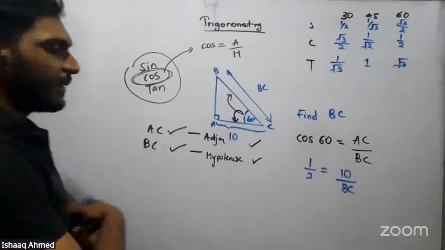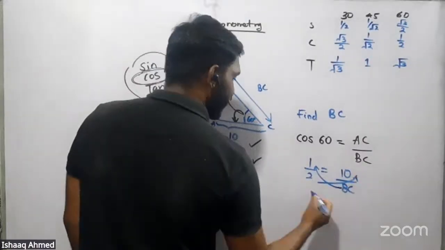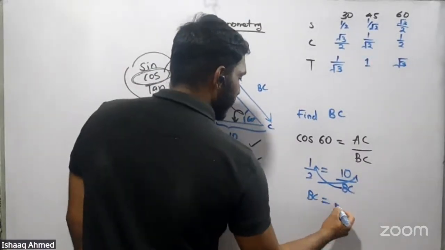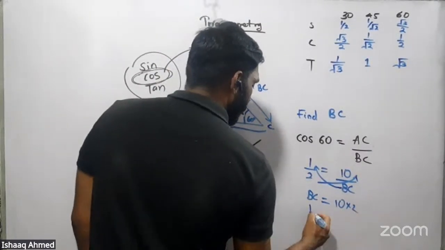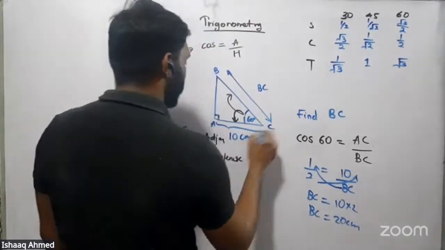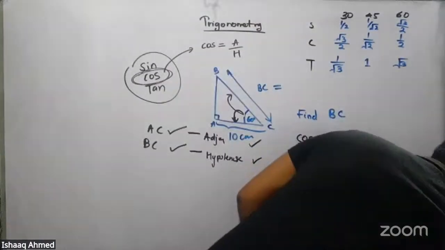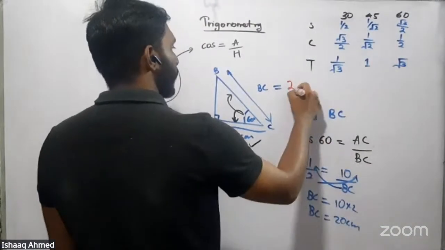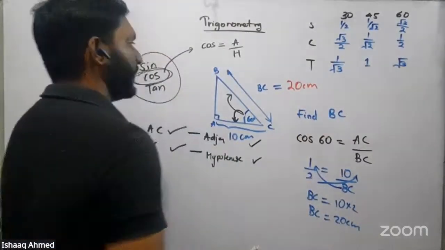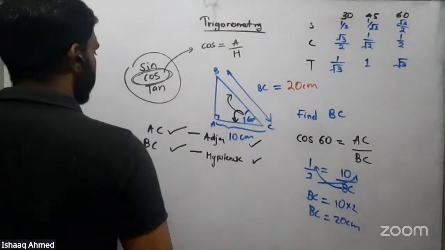Now simple. How to find BC? Cross multiplying. You send BC to this side, you send 2 to this side. So BC equals 10 into 2. BC equals 20 centimeters. This is how you find things using trigonometry.